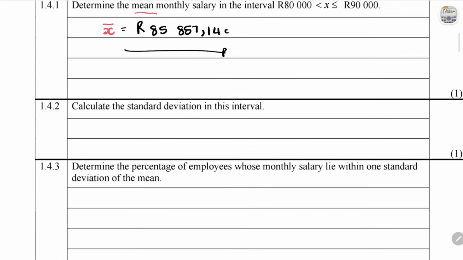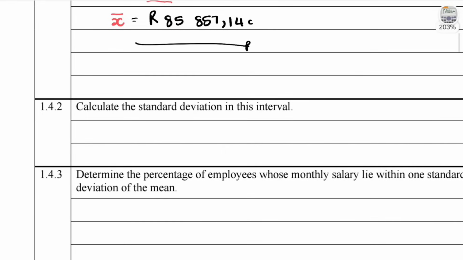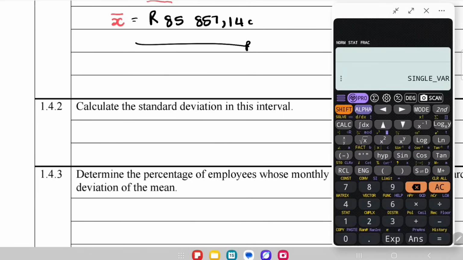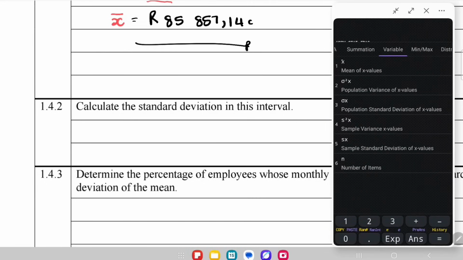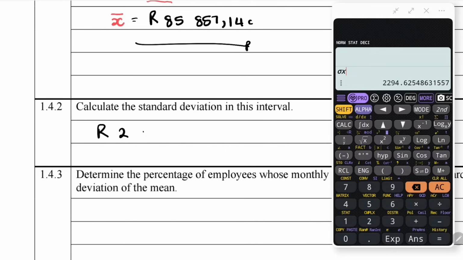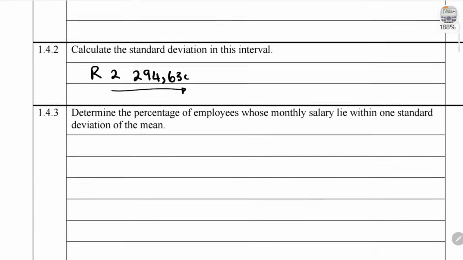Now, looking at question 1.4.2, they ask for the standard deviation in this interval. Okay, so the standard deviation of this data set we have recorded, we're going to just say Shift 1. And then to get the standard deviation, remember, just go for option 4 again, VAR, and then standard deviation will be this one. Make sure you don't get the squared, that will be variance, and we're looking for standard deviation instead. Okay, so the standard deviation in decimal form is 2,294.63 cents. And that is the standard deviation. Okay, moving on to the next question.